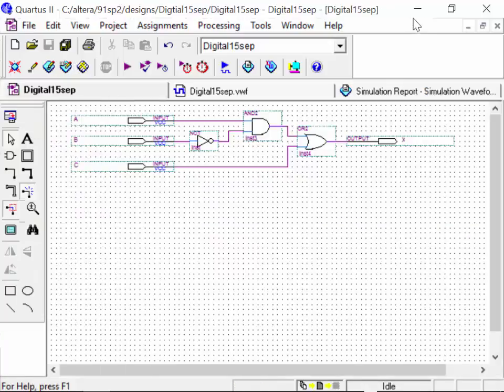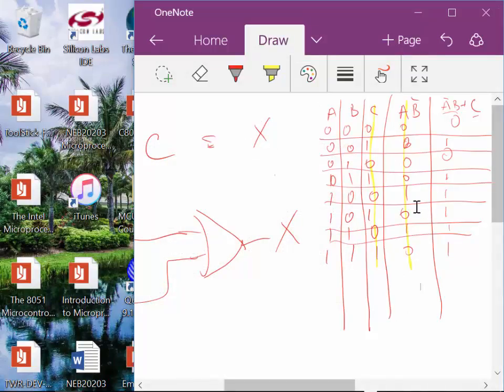Maybe my table is wrong. 6 is, you know what? My table is wrong. This should be a 0 here. And the reason it should be a 0 is that B is high, so this should be a 0. So I made a mistake in the table. So our simulation works, but my table is wrong.